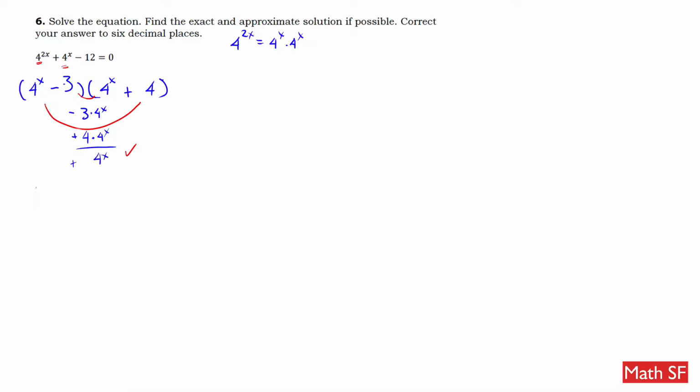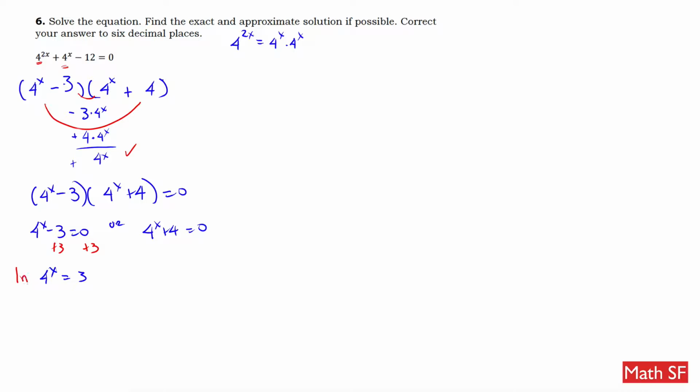So therefore, by factoring, you get 4 to the x minus 3 times 4 to the x plus 4 equals 0. And using the zero product property, if these two numbers multiply to 0, therefore 4 to the x minus 3 equals 0, or 4 to the x plus 4 equals 0. Now let's add 3 on each side, and you will get 4 to the x equals 3. Now this turns into an exponential equation again. To bring the x down, I need to apply natural log on each side. So ln here, and I will have ln here as well.